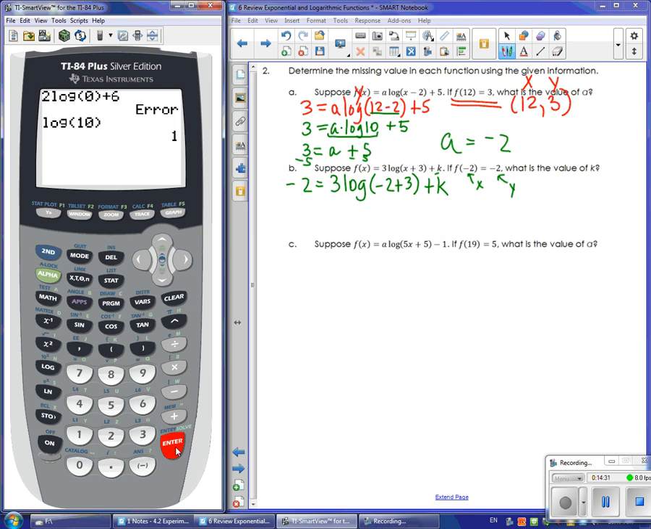All right, so basically what I want to evaluate is the log of negative 2 plus 3, or basically the log of 1. Since negative 2 plus 3 is just 1, I'll just type in the log of 1, which gives me 0. So what I have now is negative 2 is equal to 3 times 0 plus k. Well, 3 times 0 is just 0, so k is equal to negative 2.